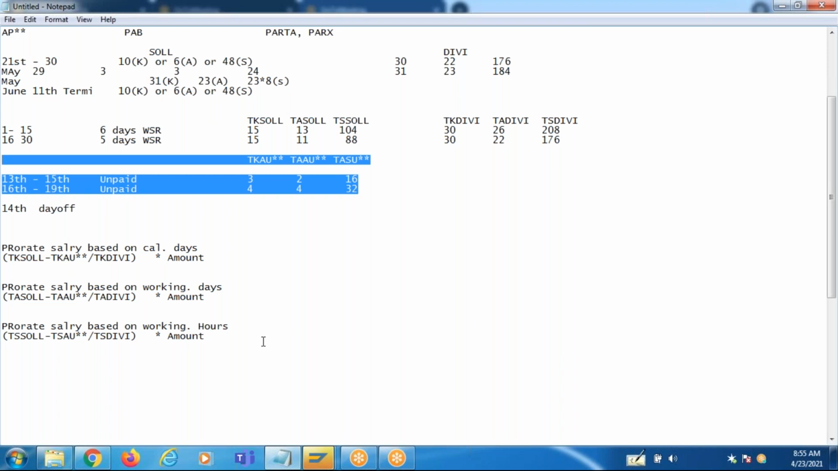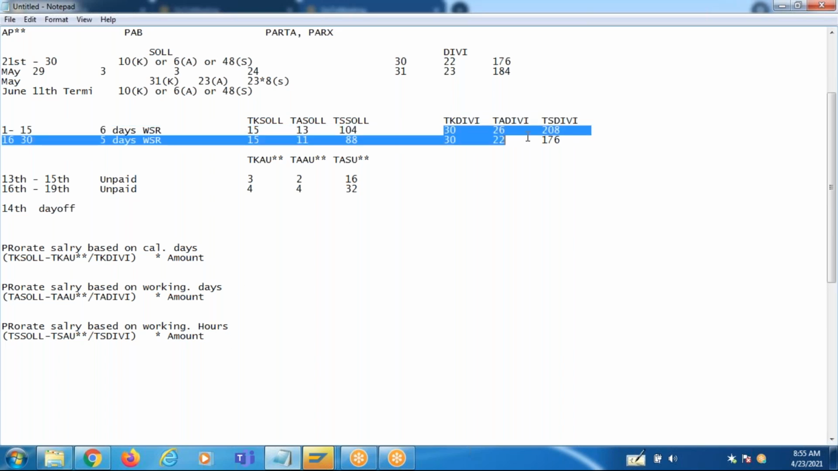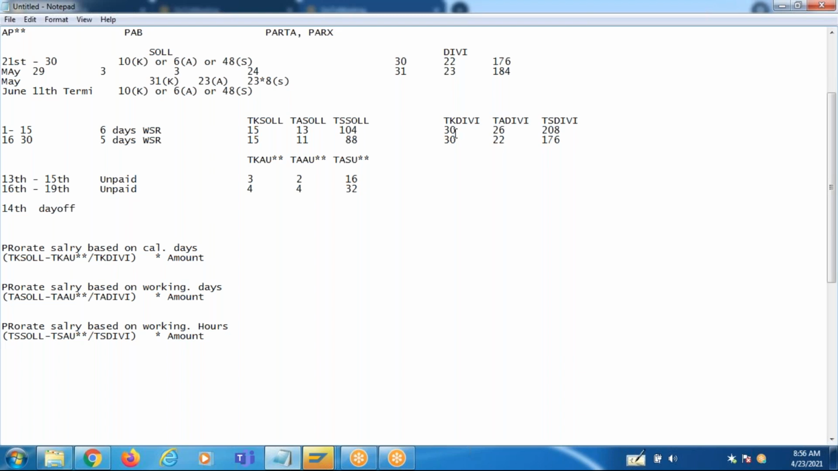Sometimes the client will not take the actual divisors. They will not use the actual divisors. When I say actual divisors, what do I mean? In February, see, this is April. Suppose it is March, what will be the value here? 31. 31, right?